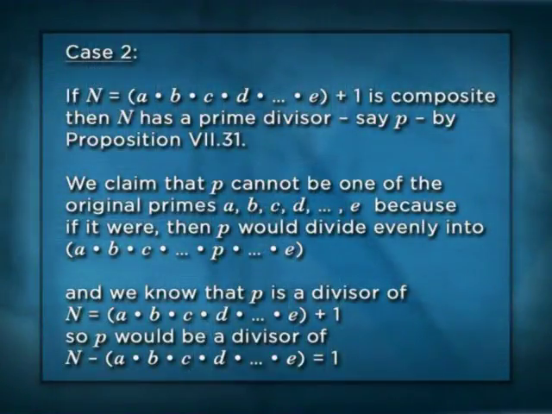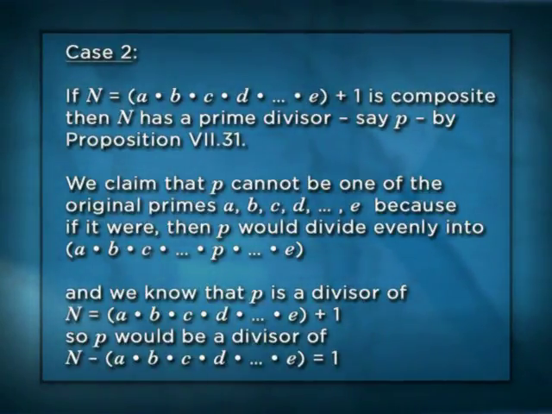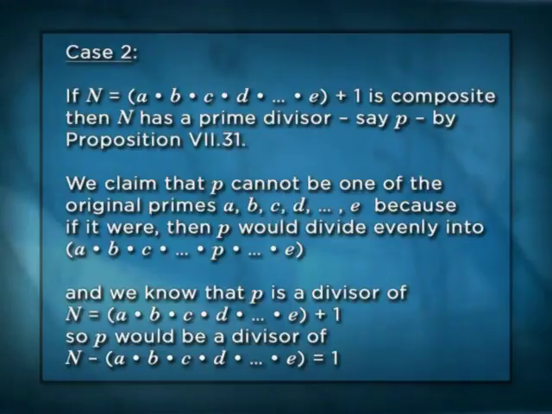So if P divides evenly into N, and it divides evenly into A times B times C up to E, it divides evenly into the difference between them. But what's the difference between N and the product of all the original primes? 1. Remember, N was just 1 more than that product. So P would have to divide evenly into 1.